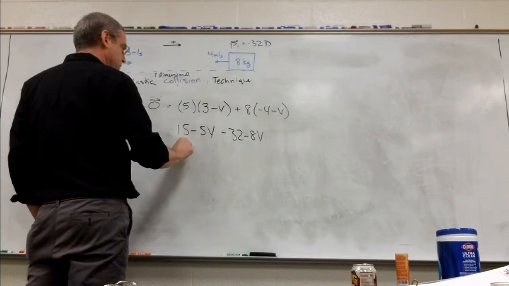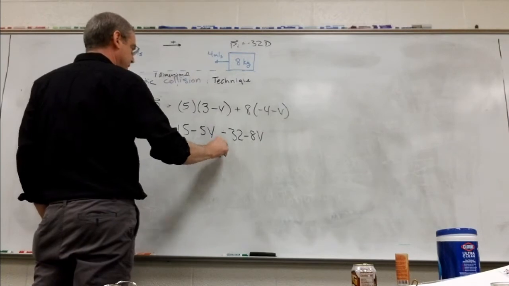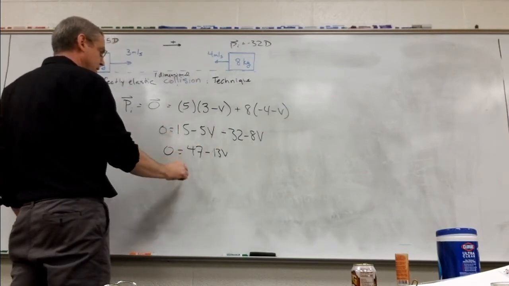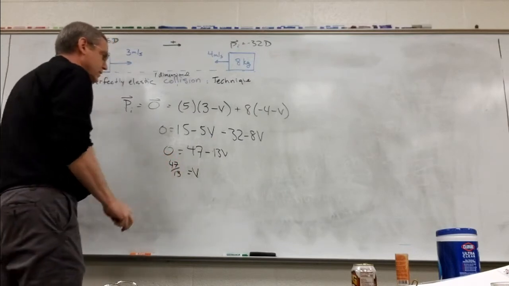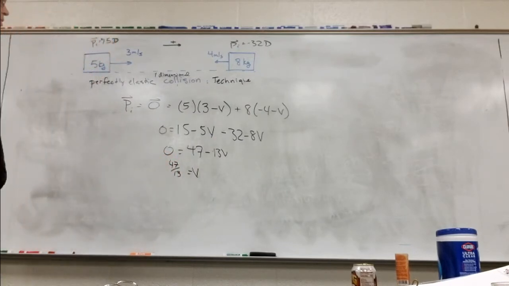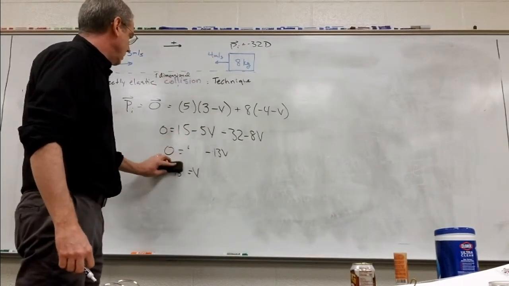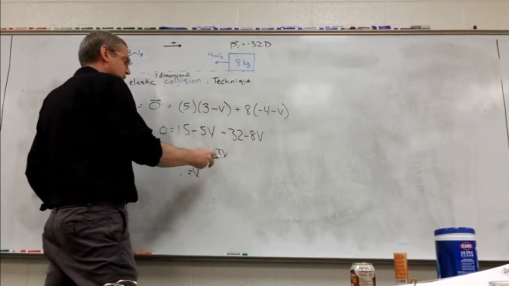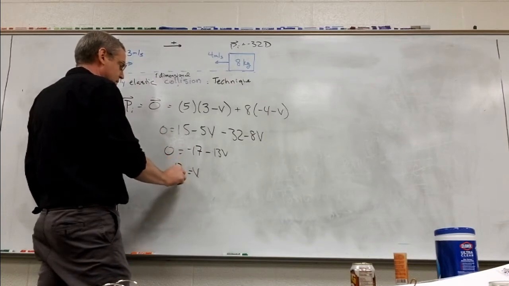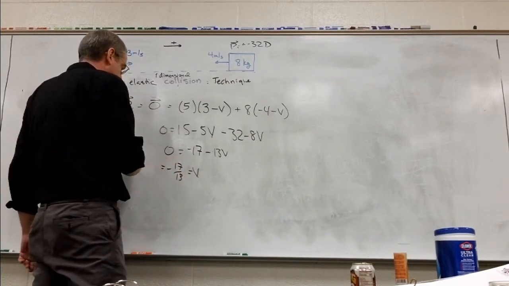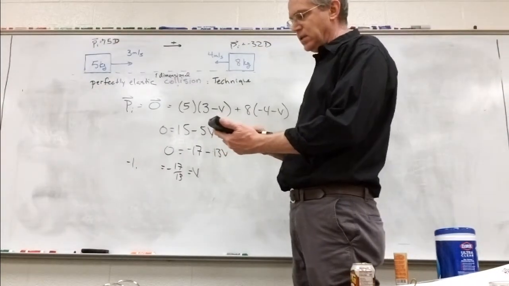So 15 and 32, so that is 47 minus 13v equals 0. And so v is equal to 47/13. I feel like you got a sign somewhere off. Oh, yes, I did. 15 minus 32 is -17, and so v is -17/13, or -1 point... I know we've done it already, but 17/13.